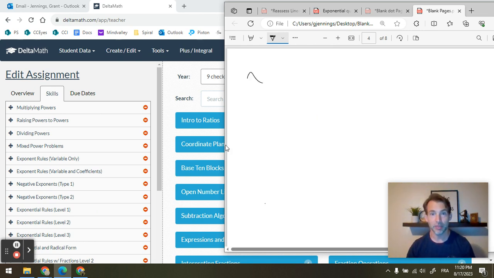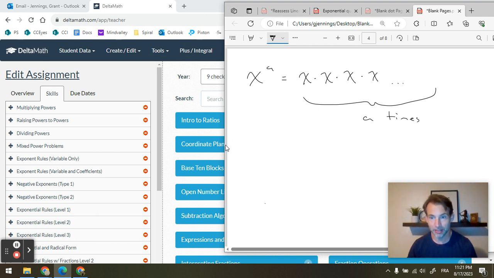Essentially, if you have something like x to the a, that's a statement saying, please take a copies of x and multiply it. So you would do x multiplied by x, multiplied by x, multiplied by x, dot, dot, dot, a total of a times.